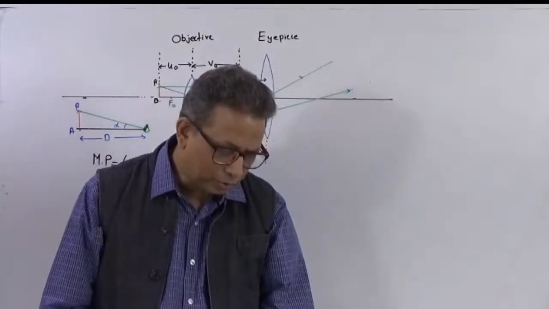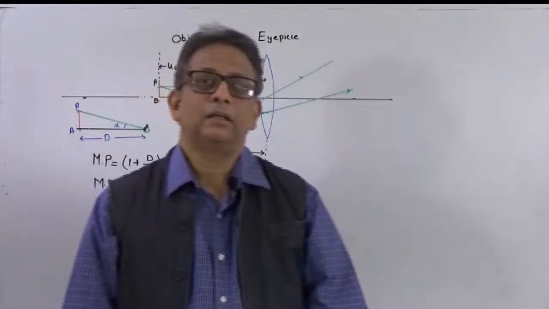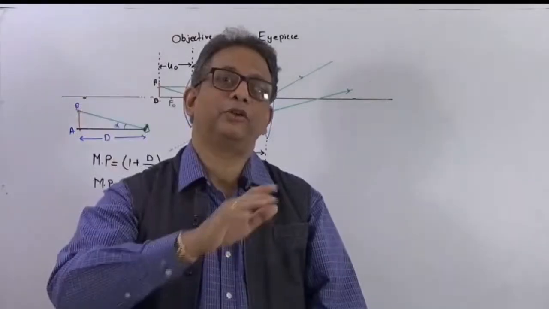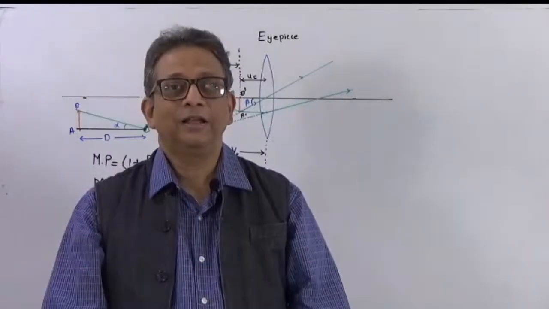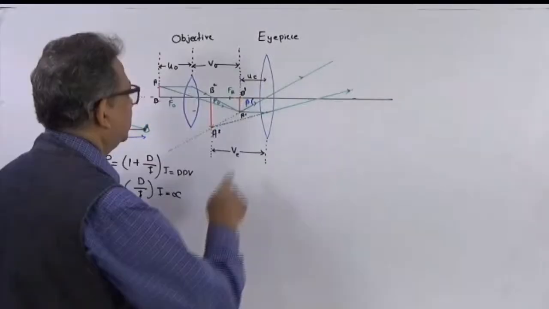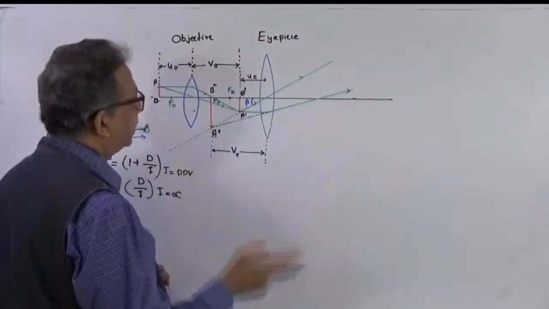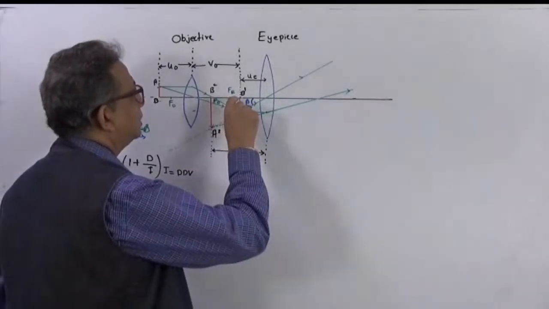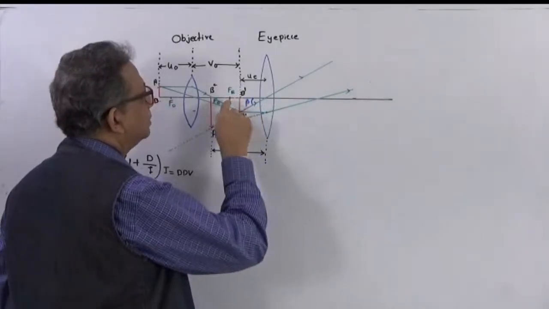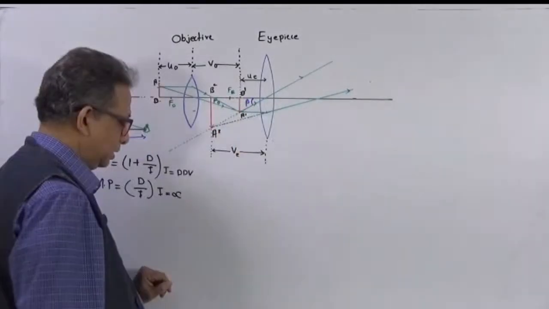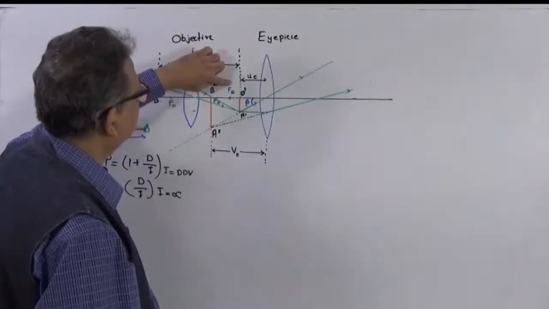Now, because we have got a real image, we are going to take advantage of its realness and place another lens. See, we are placing another lens in front of it, but we are placing the lens in such a way that the image is between the focal length and the lens of the convex lens. You can see FE is the focal length of this lens.